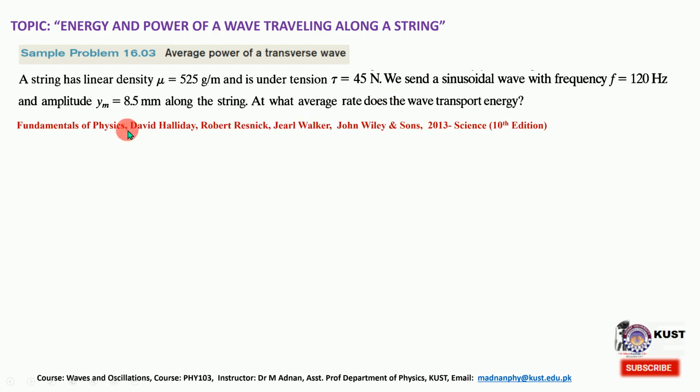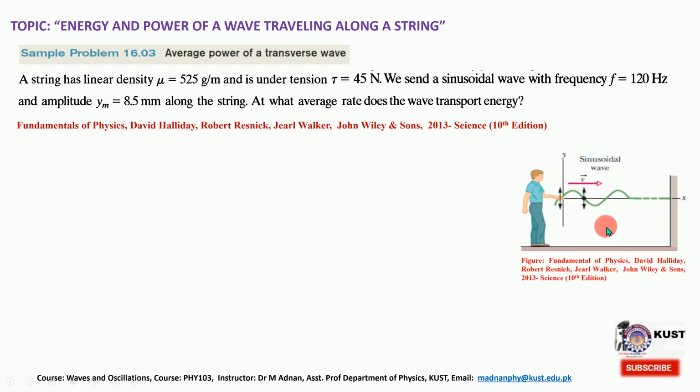So this is taken from your course book, Fundamentals of Physics. Imagine this man oscillating his hand 120 times per second. Just imagine he can do that, so that the amplitude of the wave is this much, the mass density or mass per unit length of this rope is this much, and the tension in the string is this much. So with this situation, how much energy is transported across this rope?